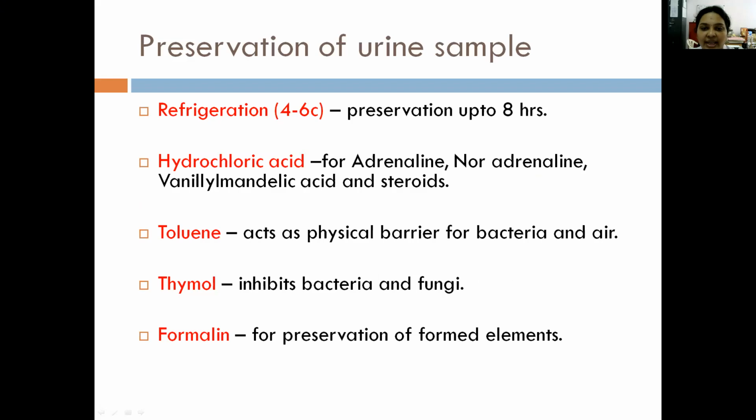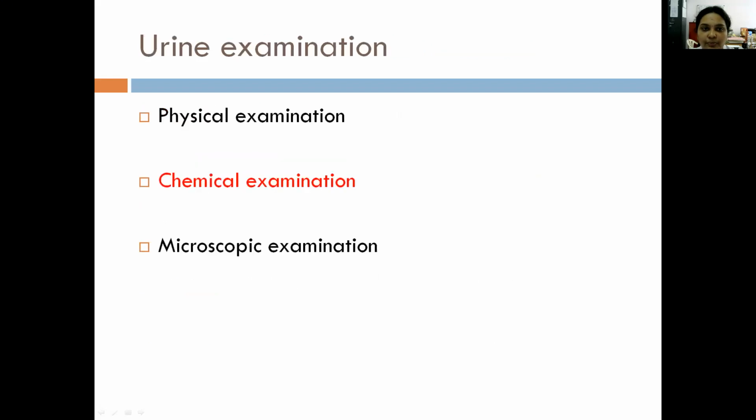Then hydrochloric acid for adrenaline, noradrenaline, vanillin, mandelic acid, and steroids. Then toluene, which acts as a physical barrier for bacteria and air. Thymol, which is most commonly used, inhibits bacteria as well as fungi. And finally, formalin for the preservation of formed elements.